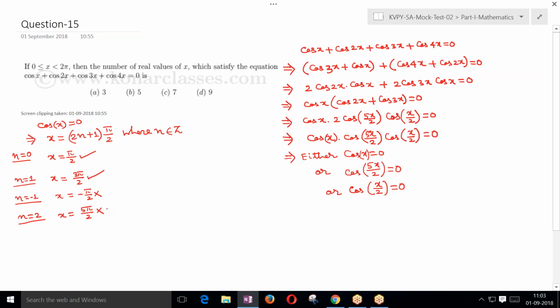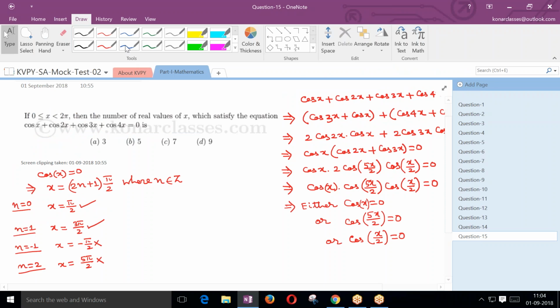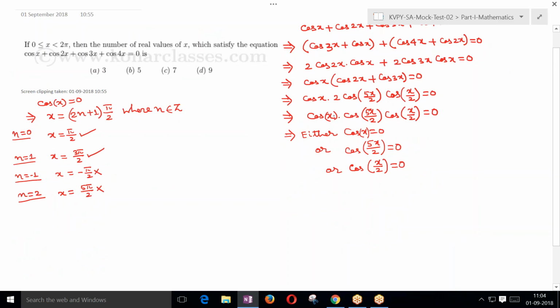So from cos x equal to 0, we get two solutions in the range 0 to 2 pi, including 0, excluding 2 pi, and the solutions are x equal to pi by 2 and 3 pi by 2. Now we need to proceed to the other one. What is the other one? Let me use a different color so that you can later see why we did so. The next one is cos of 5x by 2 equal to 0.